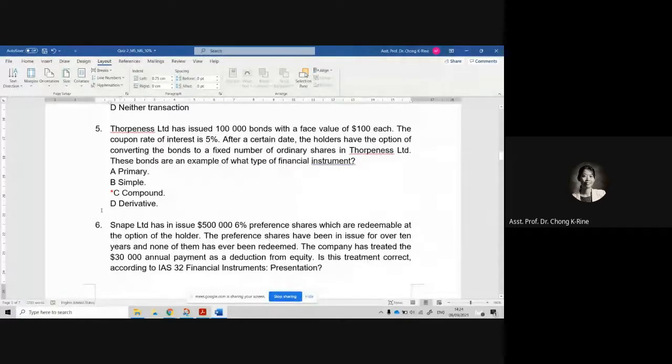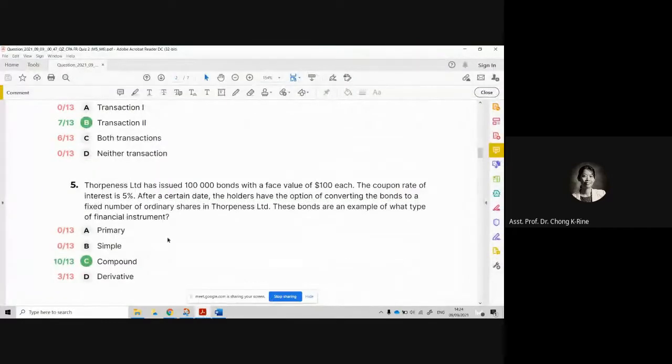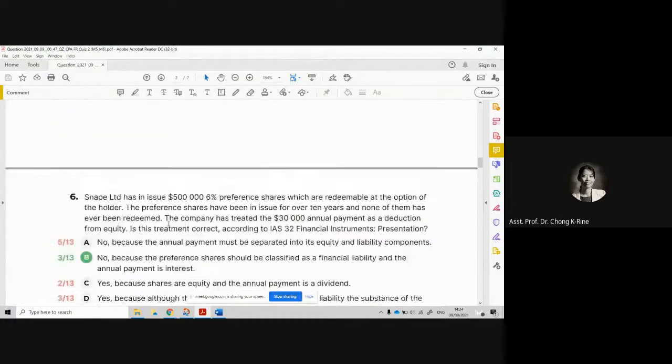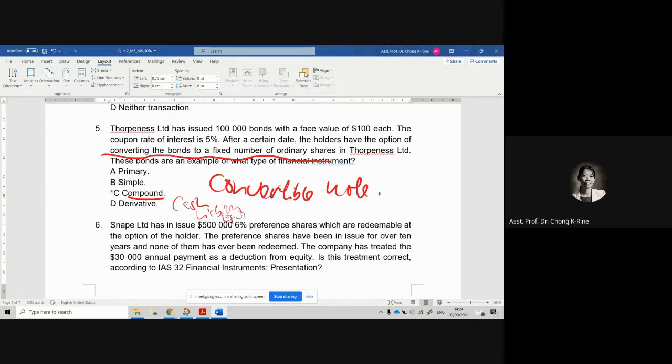Now let's see question 5. Oh, that's great. This one is very easy. You see, this one has been mentioned many times already. The keyword is convert. If the holder can convert the bond into a fixed number of ordinary shares, this is the convertible note, right? Remember we did the calculation? Convertible note. So this is actually a compound instrument. So if we issue this type of note, we will debit cash and then we will credit liability, but we also credit equity, remember or not? We did this calculation also.